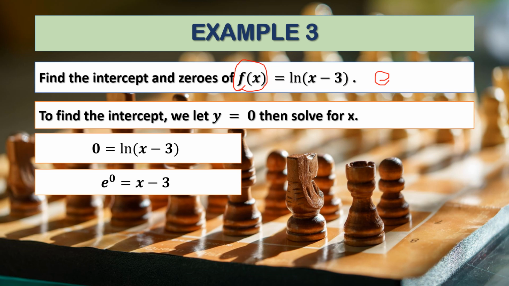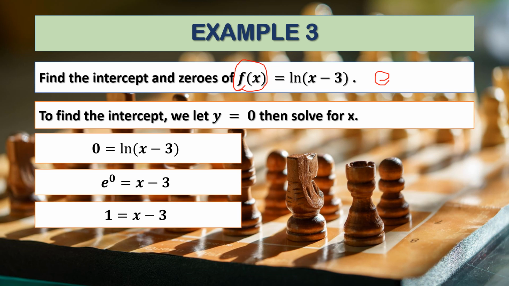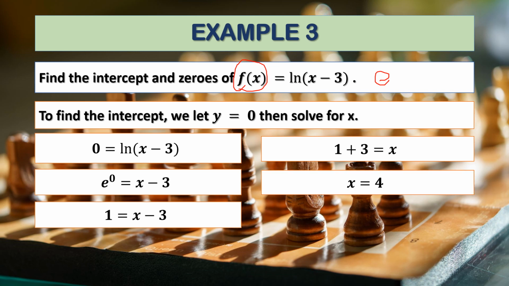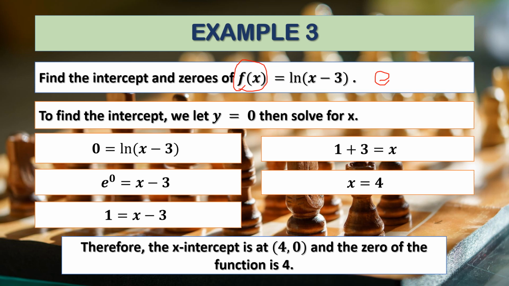So, e raised to 0 is equal to x minus 3. Any number raised to 0 is 1. So, we have 1 is equal to x minus 3. Then, solve for x. So, we have 1 plus 3 is equal to x. So, x is equal to 4. Therefore, our x-intercept is at 4 and 0. And the zero of the function is also 4.